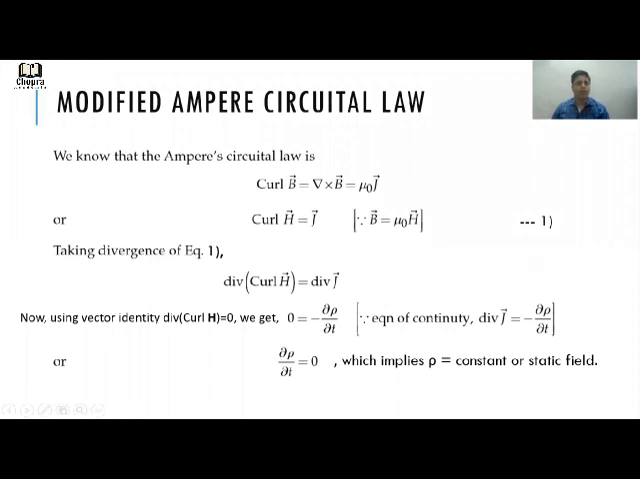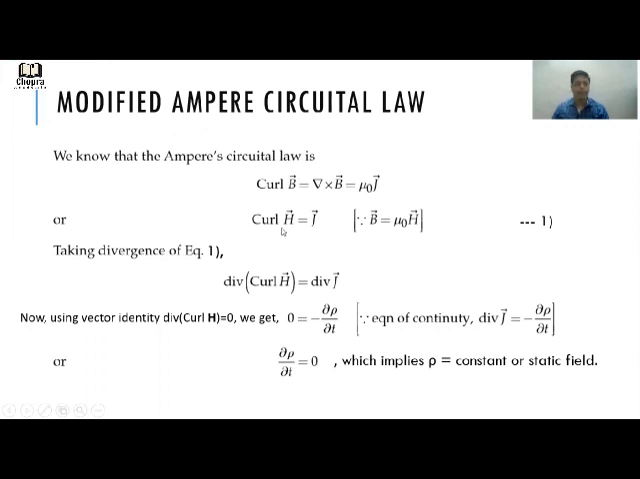Now we'll study the last and very important Maxwell equation, the fourth equation, which is called the modified Ampere circuital law. We know that Ampere circuital law states that curl H is equal to J, where B is equal to mu naught H. You can look here in this equation. So this is equation number 1.